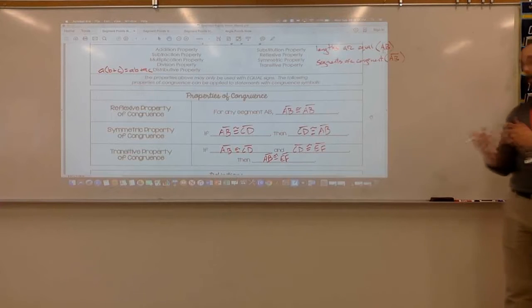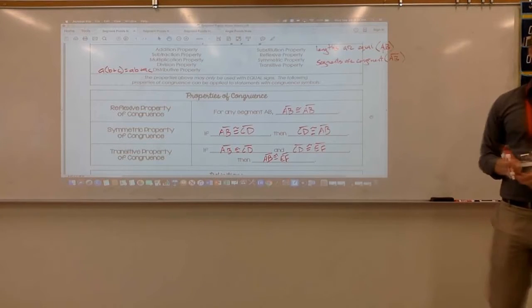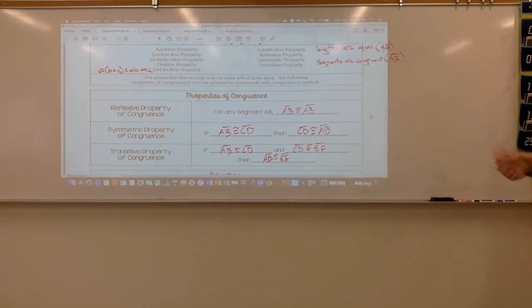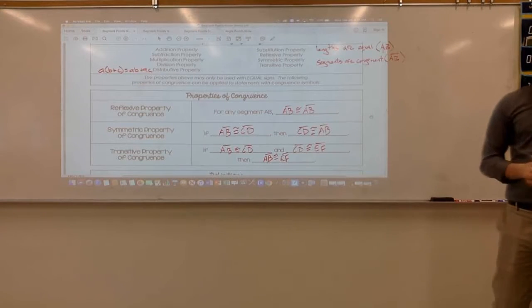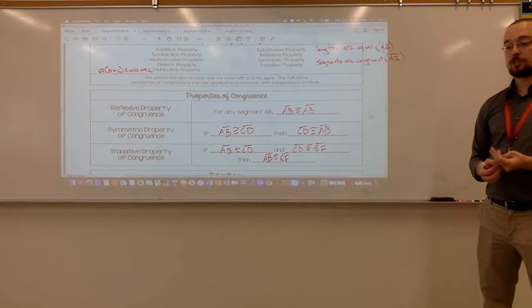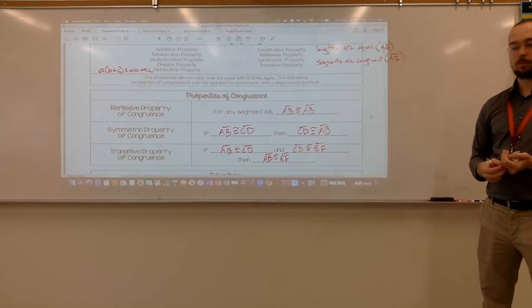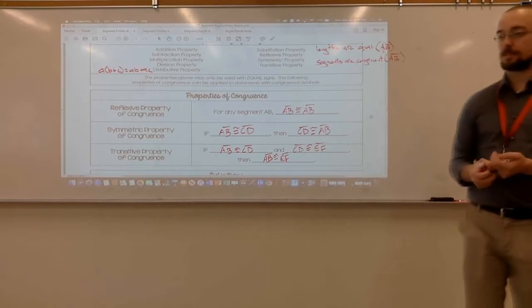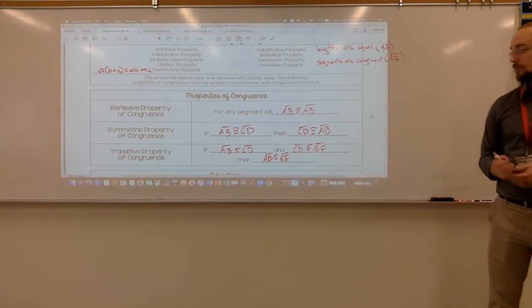Now, the next two are definitions: a definition of congruence and a definition of midpoint. Oh, wait a second. Everybody gets this copied down.